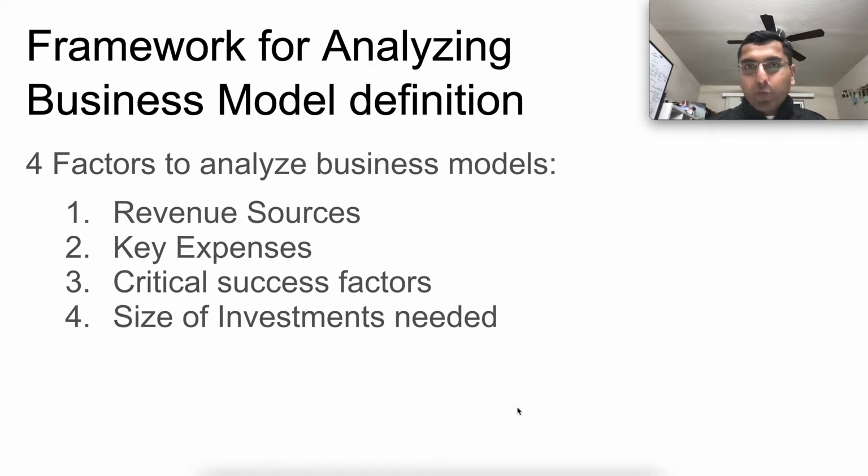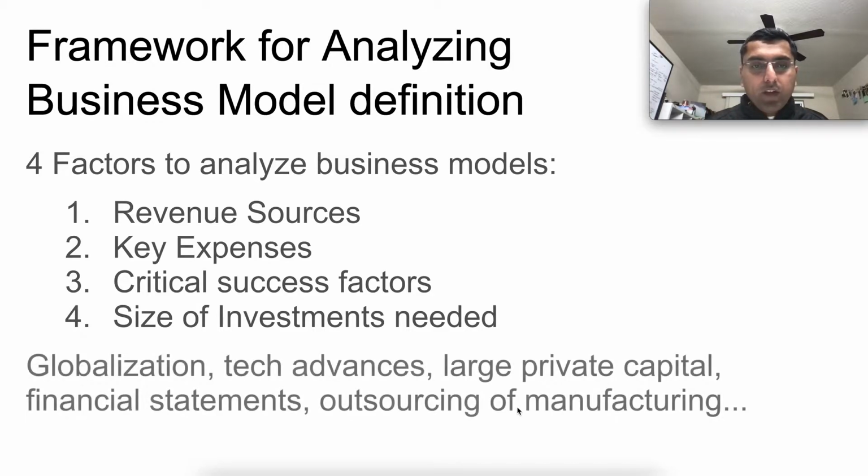So customer value, technology and operations, go-to-market, and profitability is one lens to build a strategy. But then if you want to analyze, you can analyze it again with these four new factors, which is revenue sources, expenses, how critical your engine is in terms of success, and what is the size of investment needed for you to win. So understanding this is very important, because due to globalization, technology advances, and lots of private money coming in, there's lots of innovation happening. And so for us to understand which business model is better is very important.